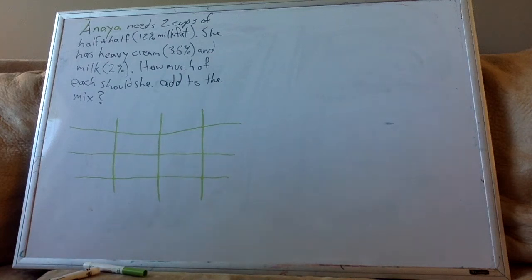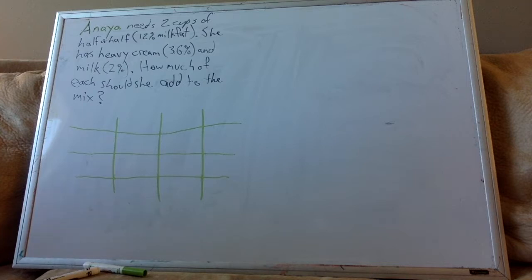All right, so we're going to look at a word problem that focuses on mixing. Anaya needs 2 cups of half and half, which we'll call 12% milk fat. She has heavy cream, which is 36% milk fat, and she has some milk, which is 2%. We want to know how much of each she should mix together in order to make her 2 cups.